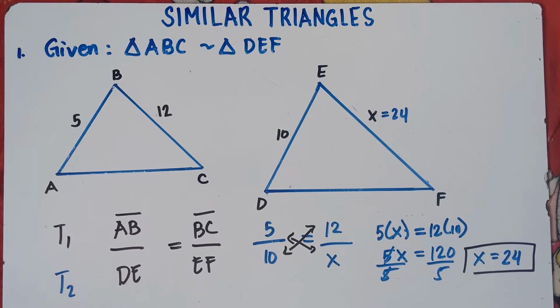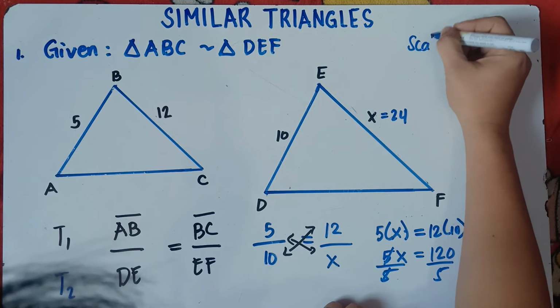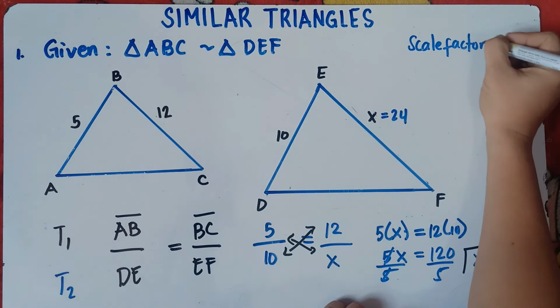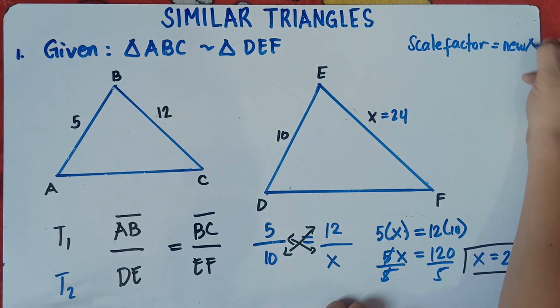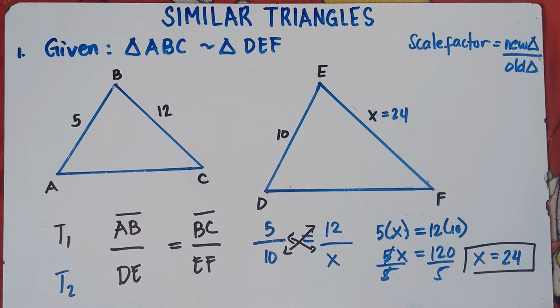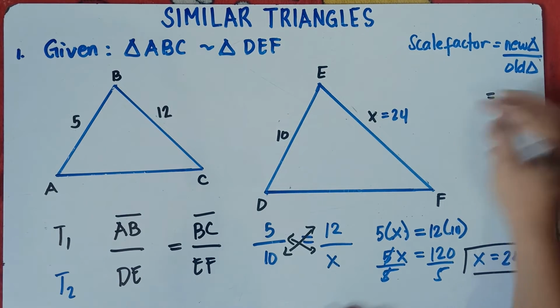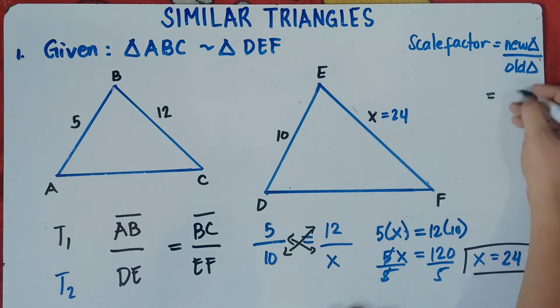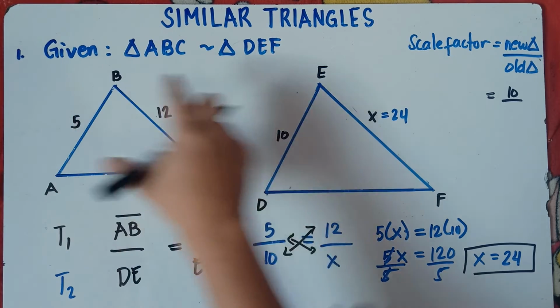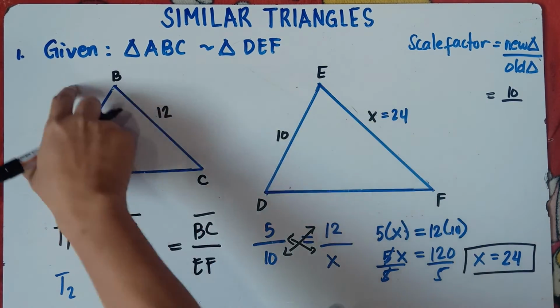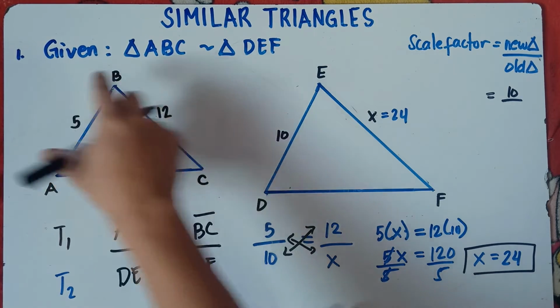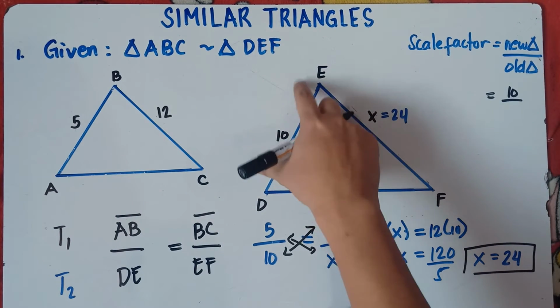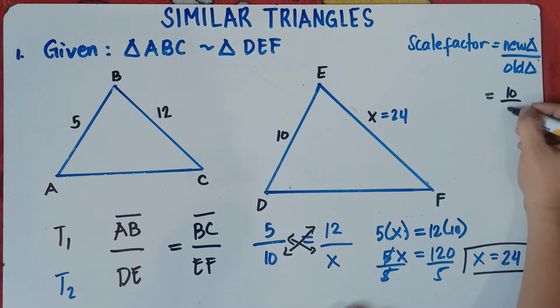Now, if the teacher asks for the scale factor, because there are some cases where they will ask for it, the formula is the new triangle over the old triangle. You need to get the ratio, class. So let's have our new triangle side DE, that is 10, and the old triangle, once again, the ratio of the corresponding sides, DE over AB. The new triangle side DE over side AB, that is 5.